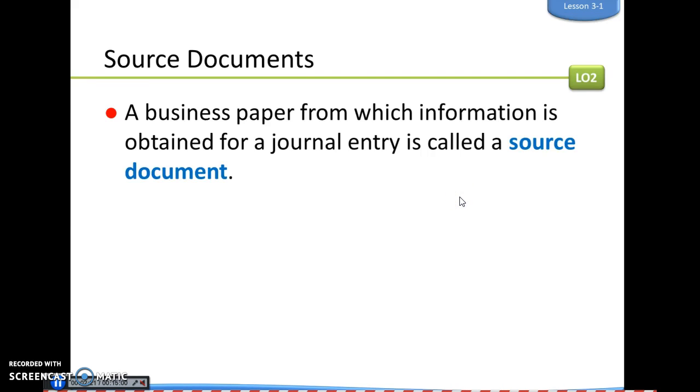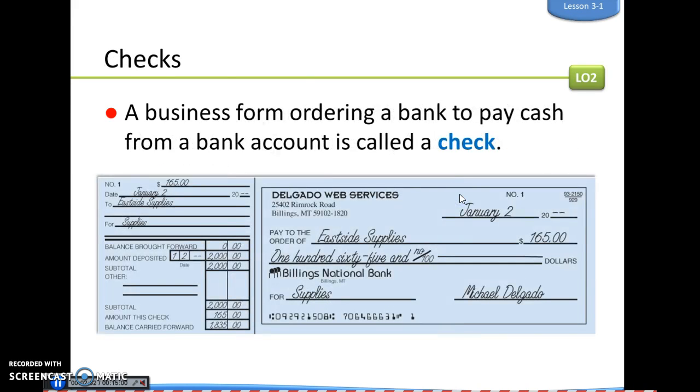Okay, our source documents. A source document is a business paper from which information is obtained for the journal entry. Have to get our information from somewhere, right? There are several different types of source documents, one being a check. It is a business form ordering a bank to pay cash from a bank account. This is a check and a check stub here.